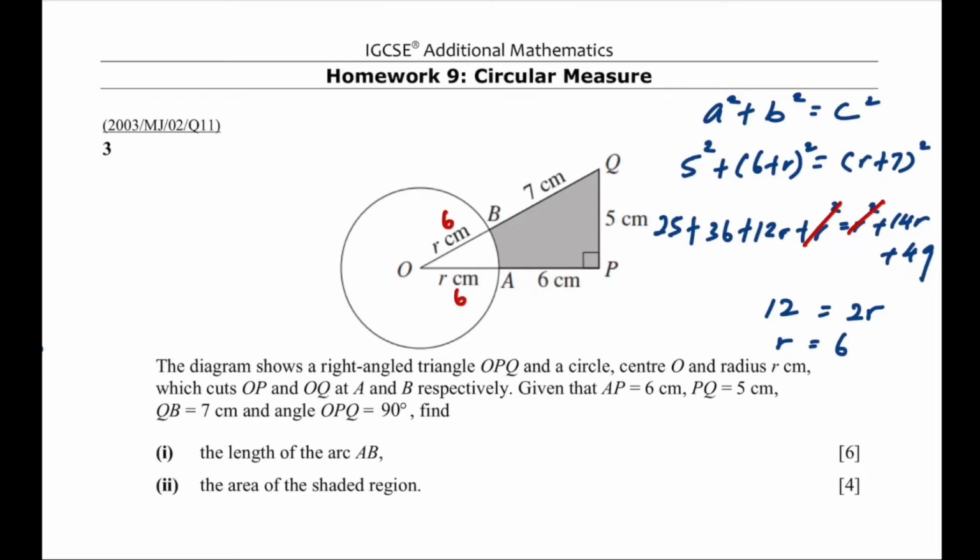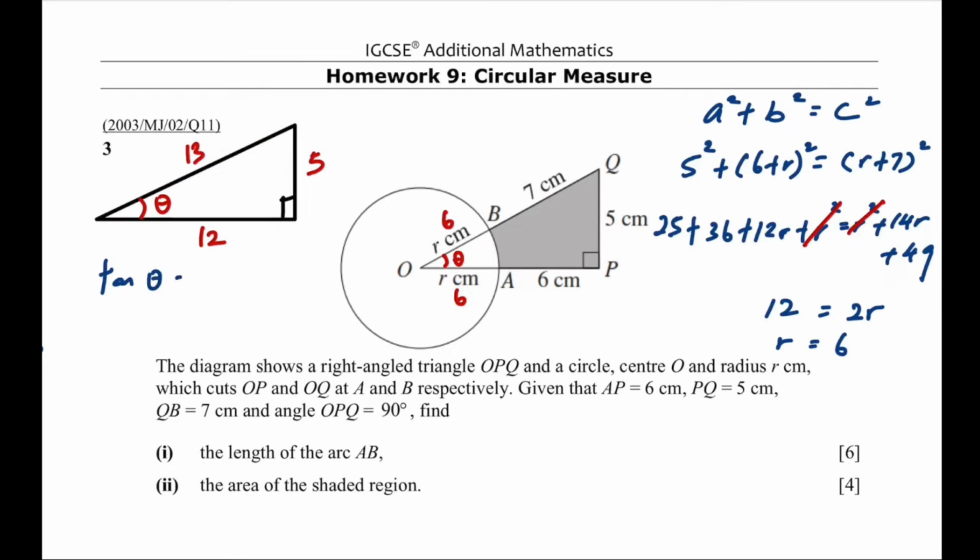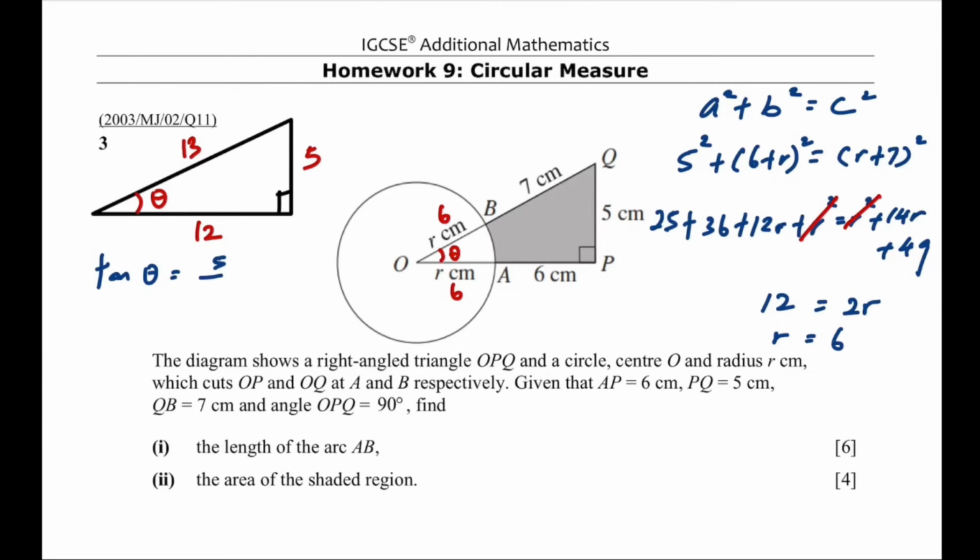Okay, once we know the value of R, we can find the angle here. Let's label it as theta. We are using SOH CAH TOA to find the angle. So draw the right angle triangle for better visualization. This is 5, and this is 6 plus R, 6 plus 6, 12 cm. So this is 13. For theta, you can use any of sine, cosine, or tan, because you know all the values here. In my case, I go for tan. Tan theta equals 5 over 12.